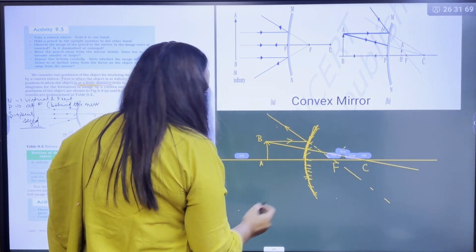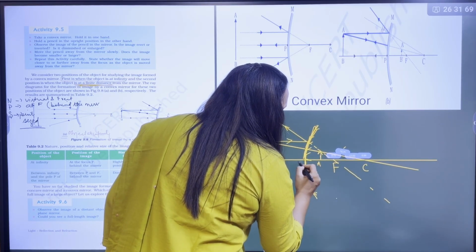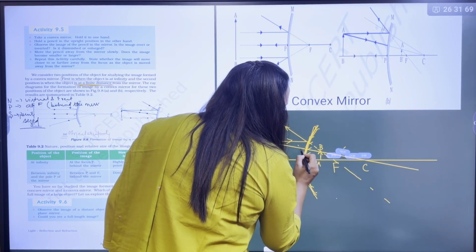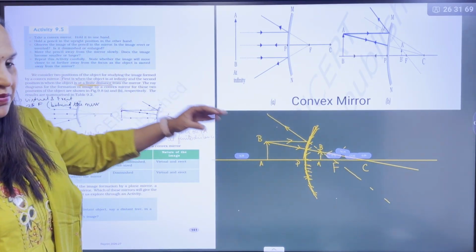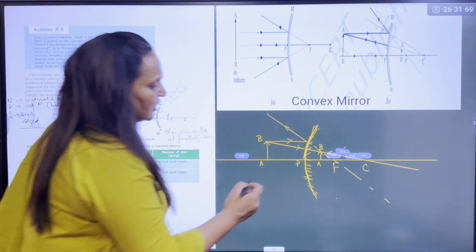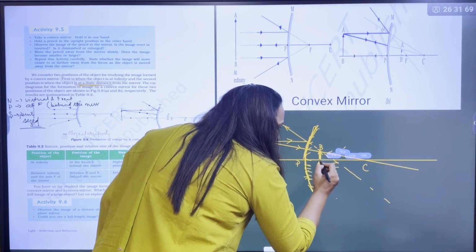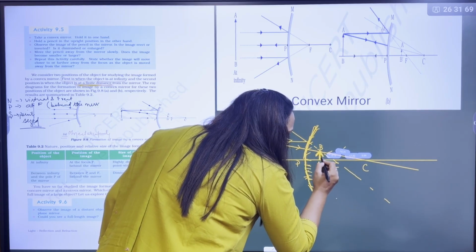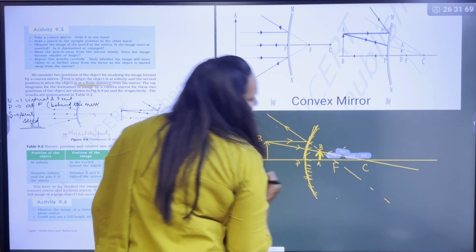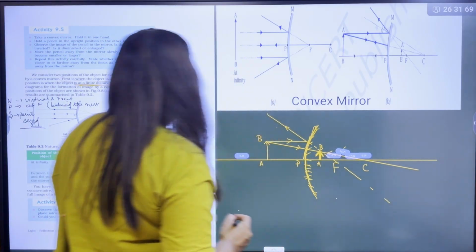So where is the image forming? Can you see? Image is forming here between P and F. Rays passing through C will not deviate. It will reflect along the same path. So the image is here. It is above the principal axis, right? And it is between P and F.